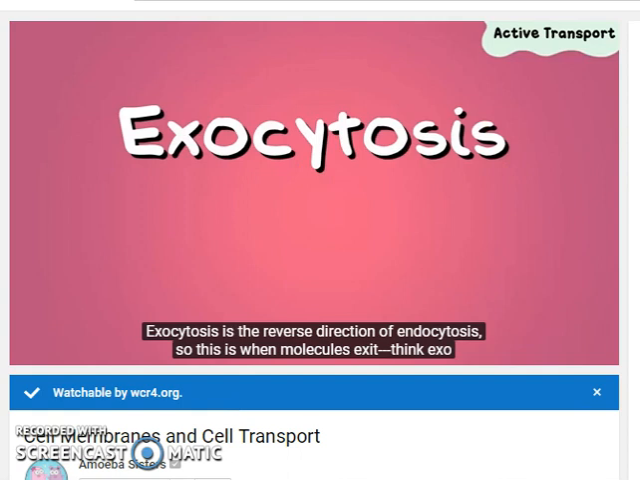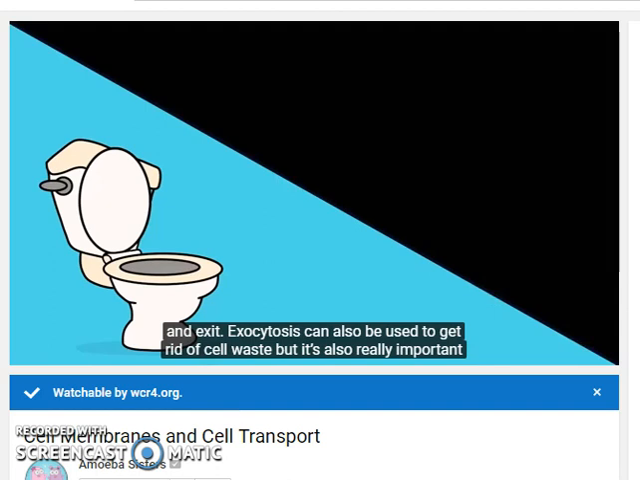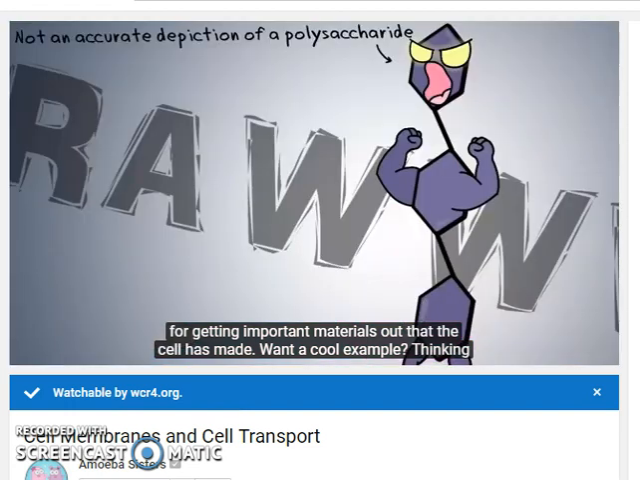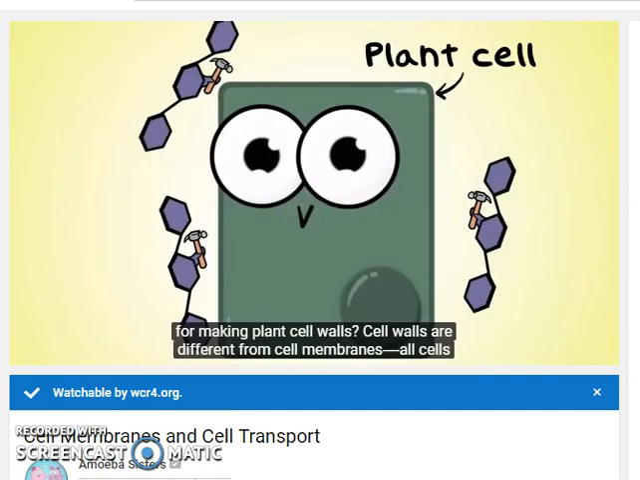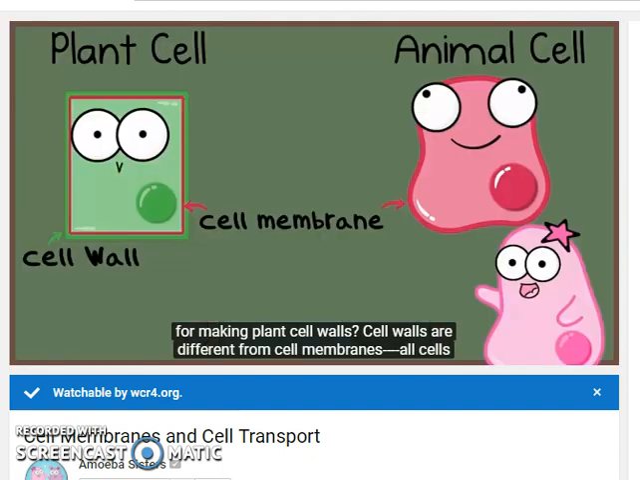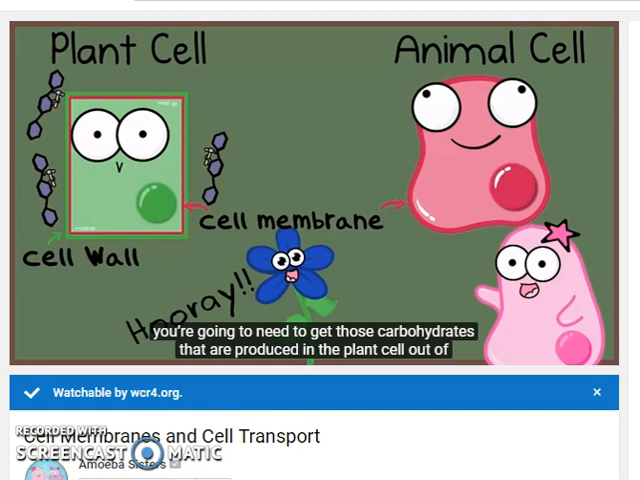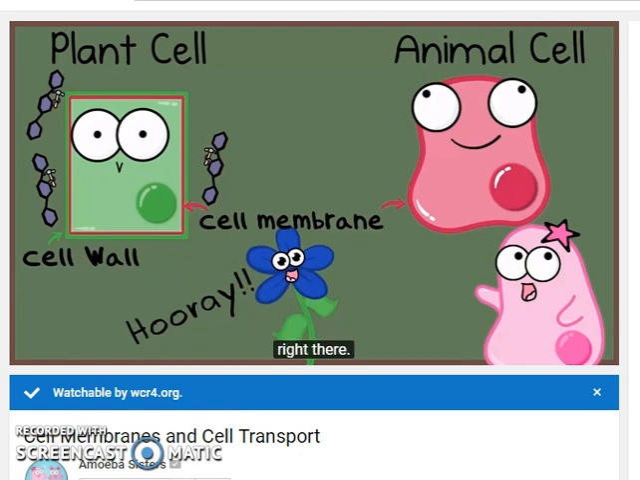Exocytosis is the reverse direction of endocytosis. Think exo and exit. They sound very similar too. Exocytosis can be used to get rid of cell waste, but it's also really important for getting valuable materials out that the cell has made. Want a cool example? Well, think back to those polysaccharides. Did you know that large carbohydrates are also really important for making plant cell walls? Cell walls are different from cell membranes. I mean, all cells have membranes, but not all cells have a wall, but plant cells do. And if you're going to make a cell wall, you're going to need to get those carbohydrates that are produced in the plant cell out of the cell to make the wall. So there's a great example of when you'd need exocytosis right there.